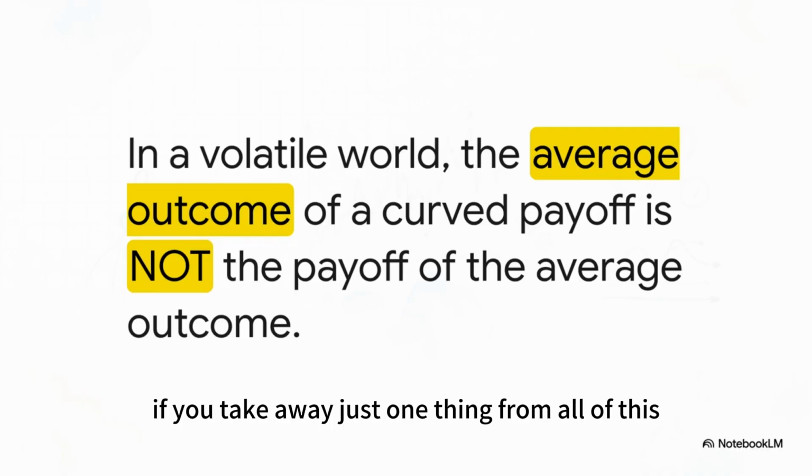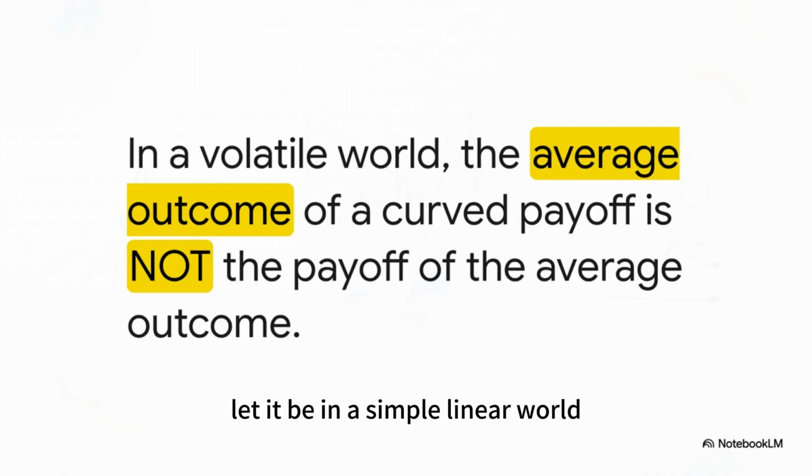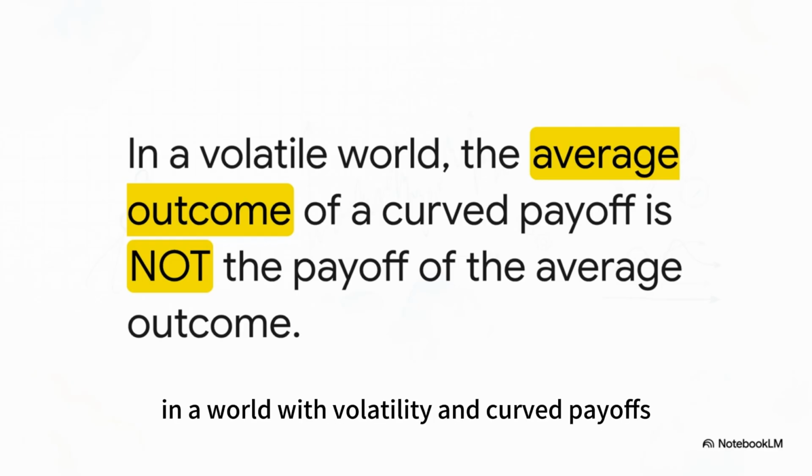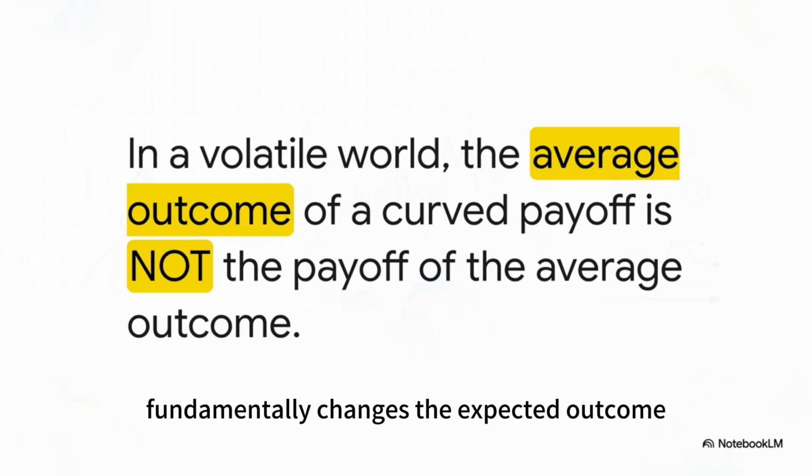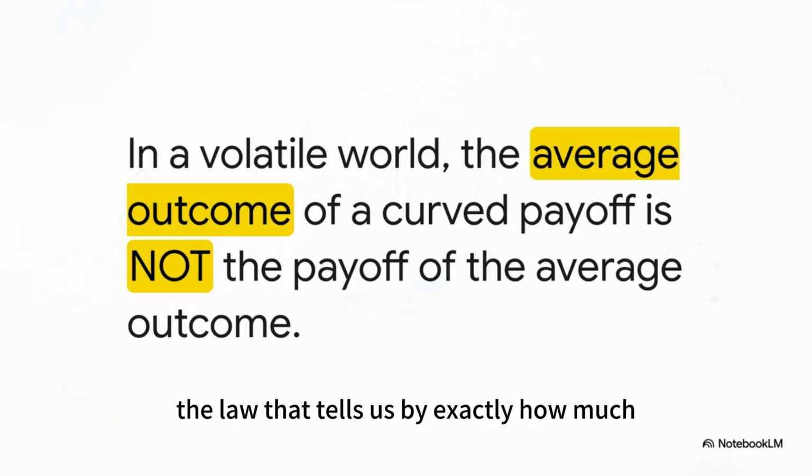If you take away just one thing from all of this, let it be this. In a simple, linear world, the average of the results is the same as the result of the average. But our world isn't linear. In a world with volatility and curved payoffs, like an options contract, that's not true anymore. The constant jitter of volatility fundamentally changes the expected outcome. And Ito's lemma is the law that tells us by exactly how much.